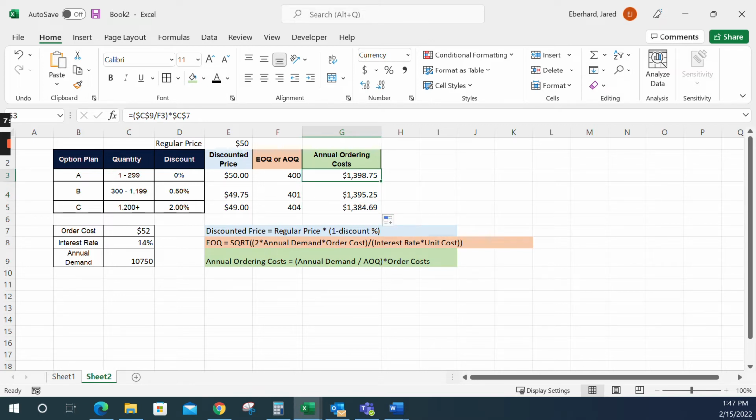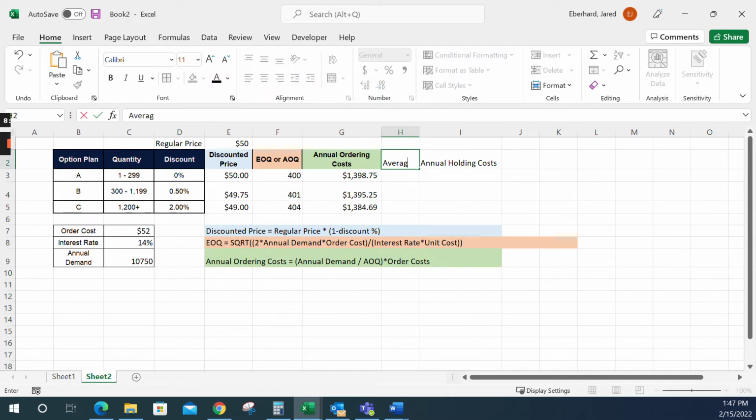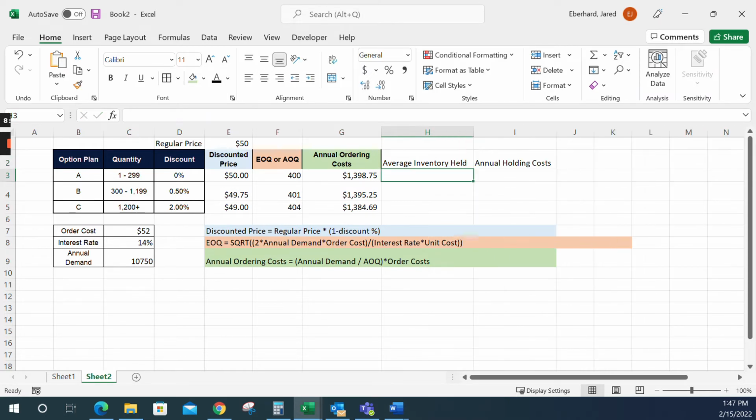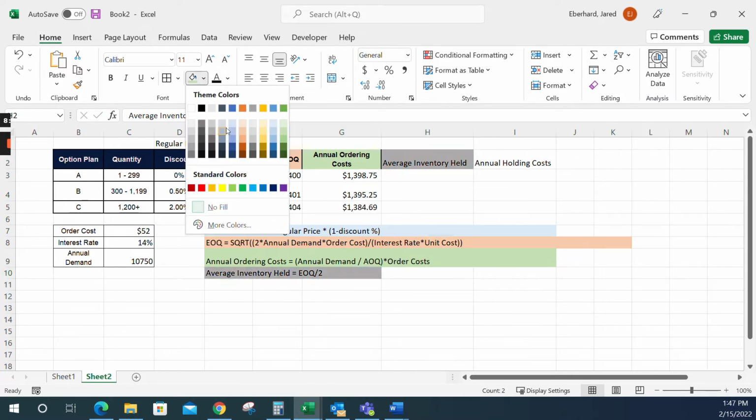To make sure I did that math right, I'm actually going to then also calculate my annual holding cost. Notice I put that a cell over because in order to calculate that, I want to do something else first, which is just my average inventory held. Remember, there's a simple rule of thumb for average inventory held. If I'm ordering the same quantity all the time, my average inventory held is just going to be my EOQ or my AOQ, whichever one I'm ordering, divided by 2. That's that simple formula. Simple rule of thumb, but I love it.